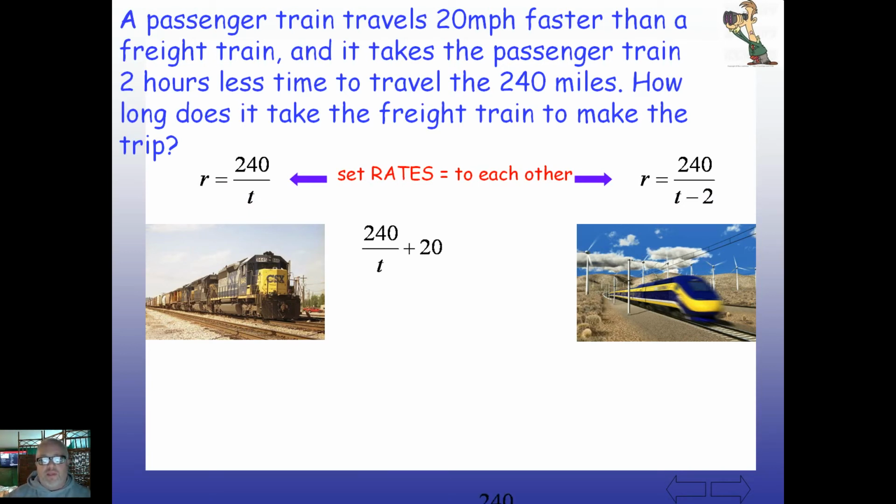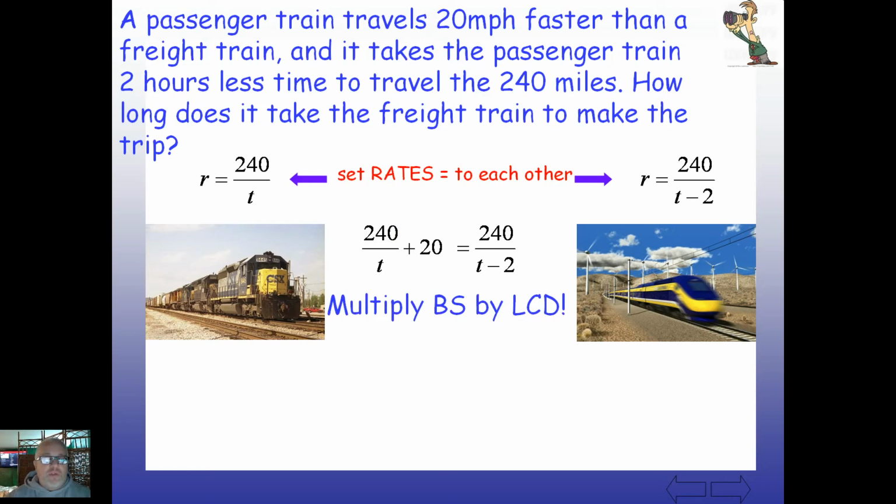In order to take the next step here, 240 over t plus 20 equals 240 over t minus 2. Well, where do you say the plus 20 comes from? In order to set them equal to each other, wouldn't we have to increase the freight train's speed by 20 miles an hour? So we'd have to add 20 miles an hour, maybe a dangerous thing. Those freight trains are pretty big. We'd speed that train up 20 miles an hour to set it equal to the passenger train. Now they're running side by side at the same rate.